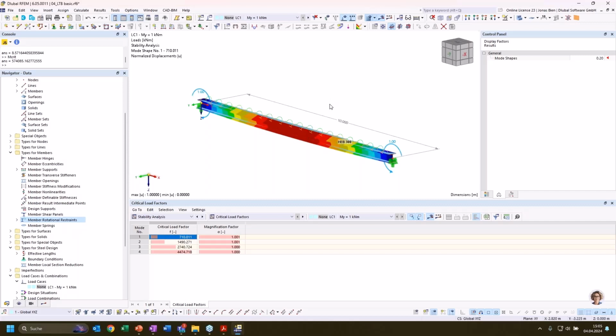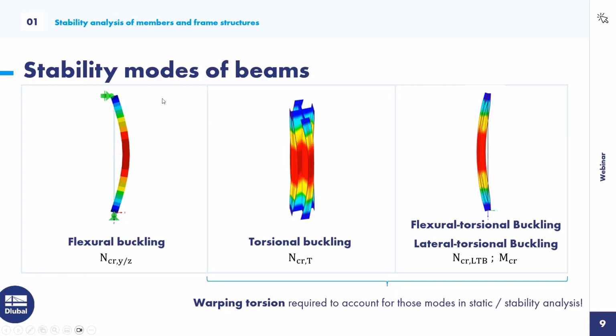Okay, so that would be also one example on how to analyze all of these typical stability modes of beams. But we can even go further and say, okay, when we do this calculation with our beam models, we of course always assume that the cross section stays rigid and there are no cross section deformations with respect to the stability analysis.